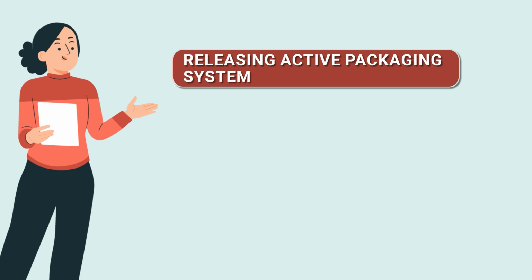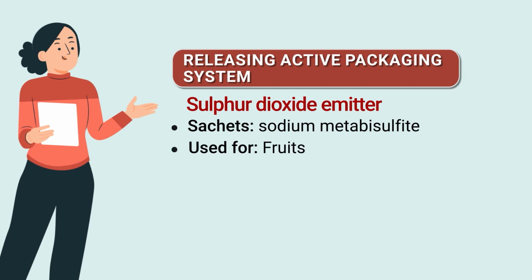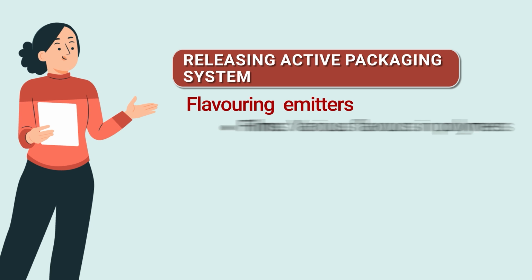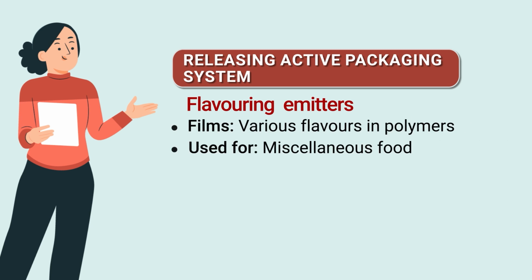We can similarly use sulfur dioxide emitters for extending the shelf life of the product. We can use the chemical sodium metabisulfite in the form of sachets for fruits. We can also use antioxidant releasers. You know that there is a chance of oxidation of the fats and oils present in the food. Just to prevent that, you can add antioxidant releasers to the package, which can be used in the form of films. So we can add BHA or BHT or tocopherol for products like dried and fat containing food. We can also add some desirable flavors to the product through its packaging material or packaging environment. So we can use flavoring emitters and flavors in polymers for miscellaneous food.